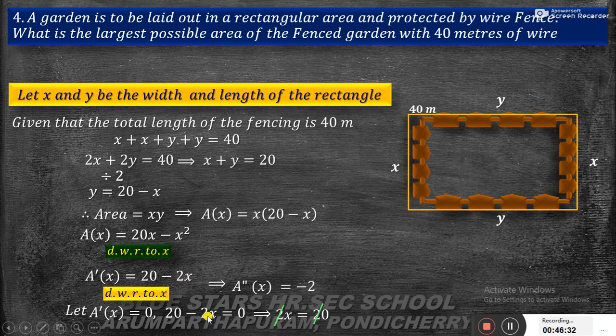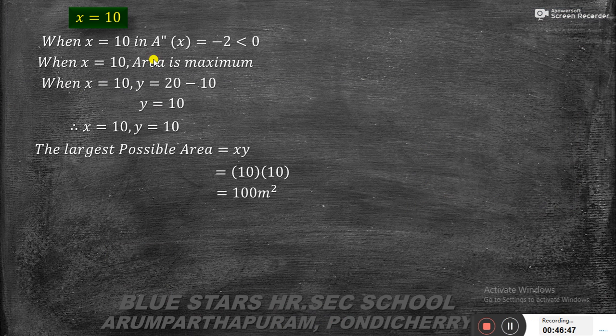I write the 2x on the right hand side. So 20 equal to 2x, reversing the equation, 2x equal to 20. Therefore x equal to 20 by 2, x equal to 10. When x equal to 10, A double dash of x equal to minus 2. So A double dash of 10 equal to minus 2, which is less than 0. Therefore when x equal to 10, the area is maximum.